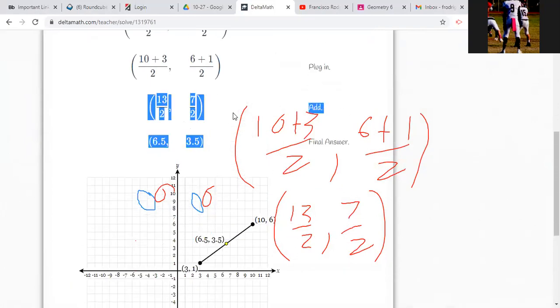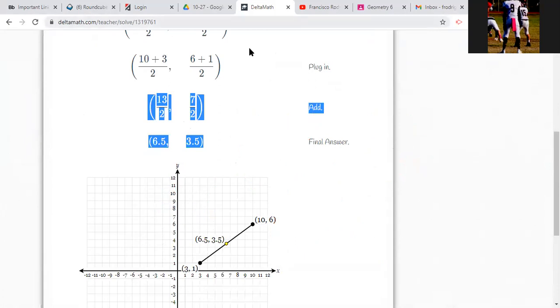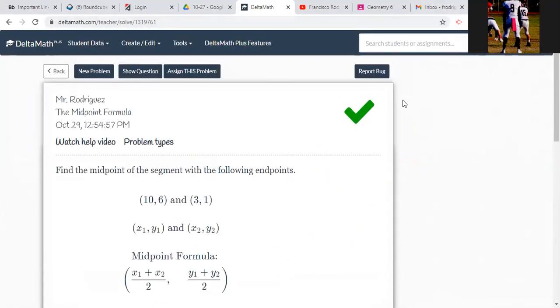So we could just divide each thing by 2 and then put the parentheses. Exactly. Basically all we're really doing is finding the exact middle of the line. And to do that, we would have to divide the distance of the line into equal parts. And that's exactly what we're doing.